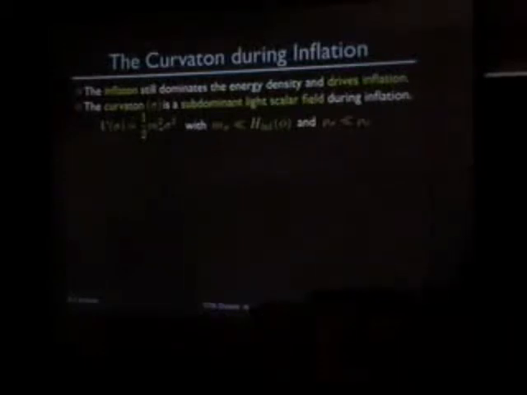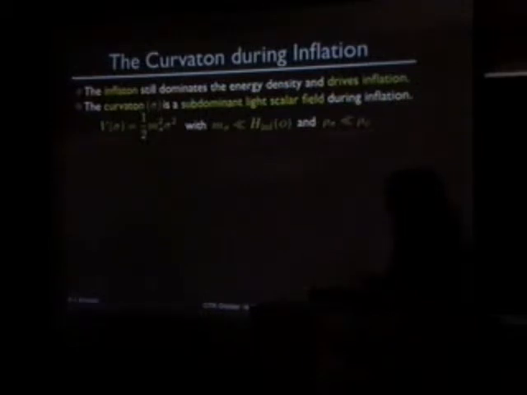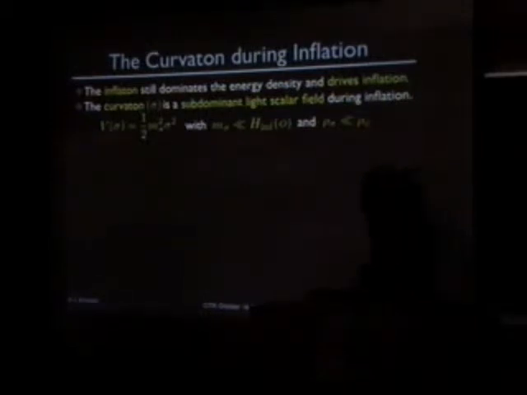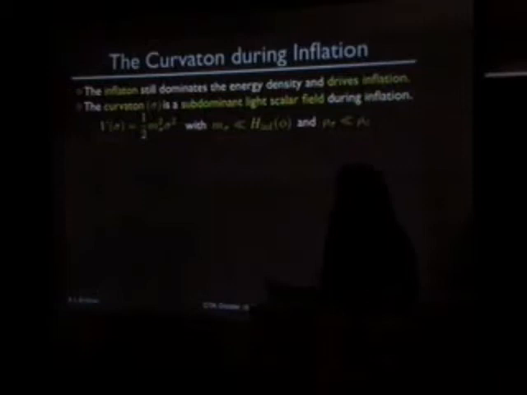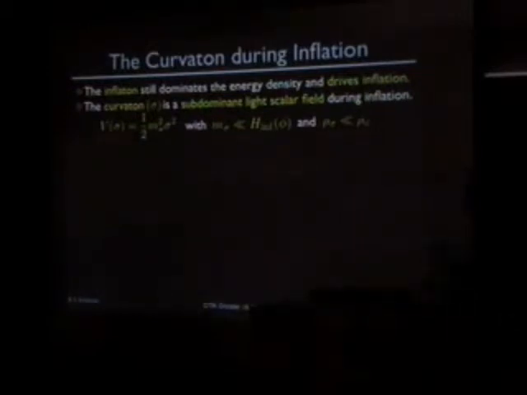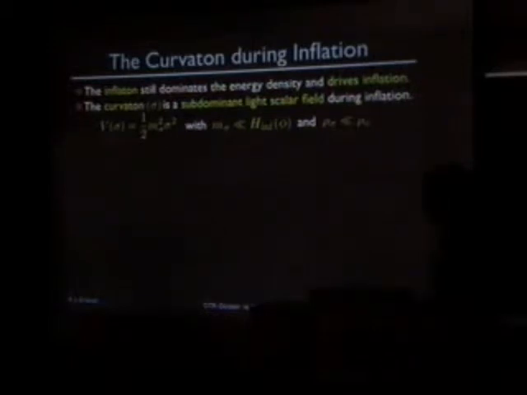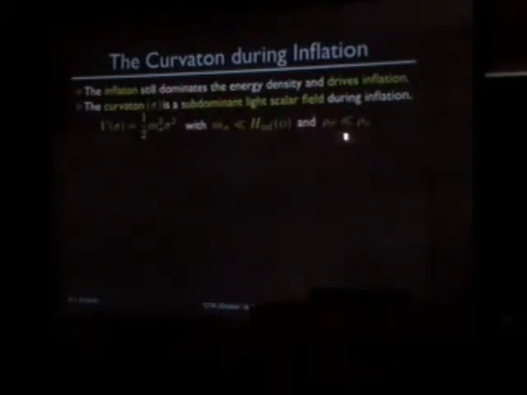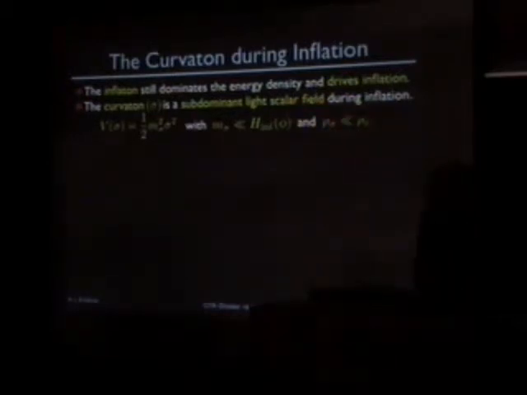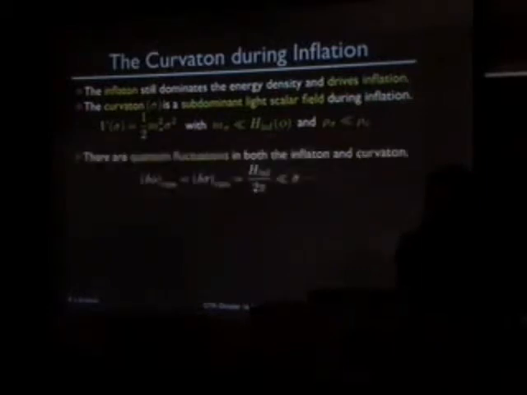So, a quick review of the Curvaton model. In the Curvaton scenario, the inflaton still dominates the energy density and drives inflation in the exact same way as before. The new piece is that there's a subdominant light scalar field during inflation with a very simple quadratic potential. It's light, so its mass is much, much smaller than the Hubble parameter during inflation, and its energy density is much, much less than the energy density of the inflaton, so it does not affect the dynamics of the expansion.